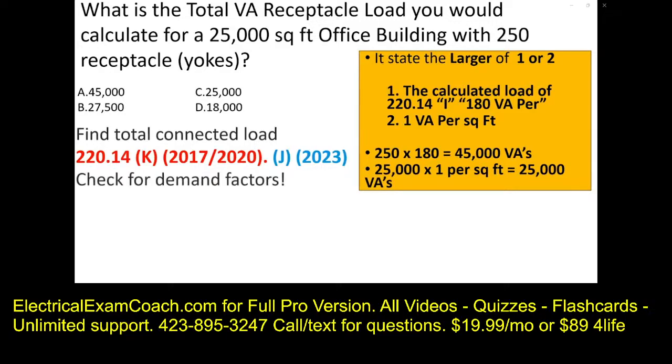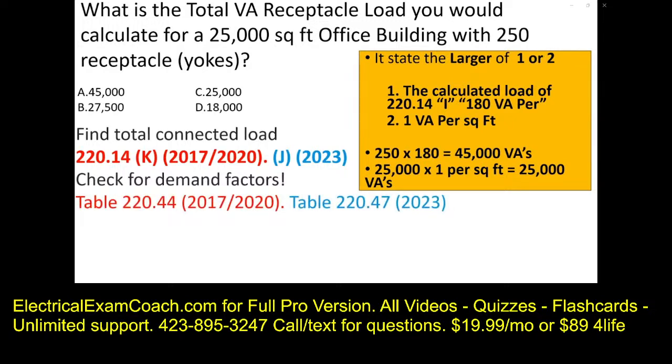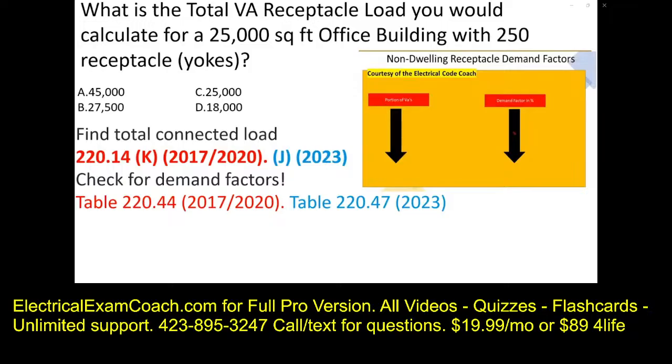So we check for demand factors. That leads us to table 220.44 if we're in the 17 or 20, and table 220.47 if we're in the 2023. Same information, different title. When we get there, we're going to see it's very similar to table 220.42 and 220.45, depending on what code cycle we're in. We start on the left-hand side, and it's going to tell us our portion of VAs, and then on the right side, it's going to tell us our demand factor in percentage. And this table is for non-dwelling unit receptacles.